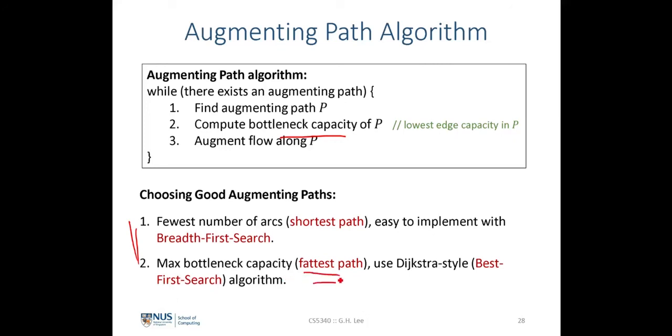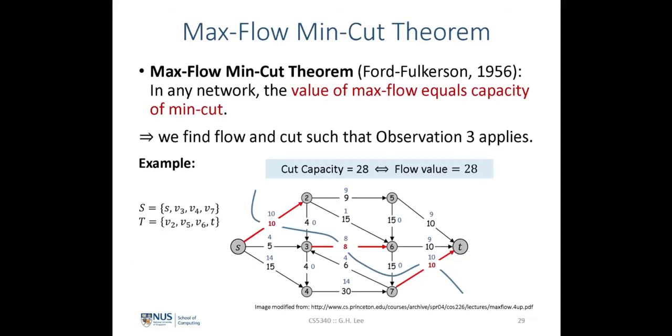This means the fattest path, which allows us to send the maximum flow from the source to the sink, and we can use the Dijkstra algorithm or the breadth first search algorithm to search for this maximum bottleneck capacity. Now, as I have mentioned in observation 3, once we have found the maximum flow of the graph from the augmenting path algorithm, that is equivalent to finding the minimum cut.